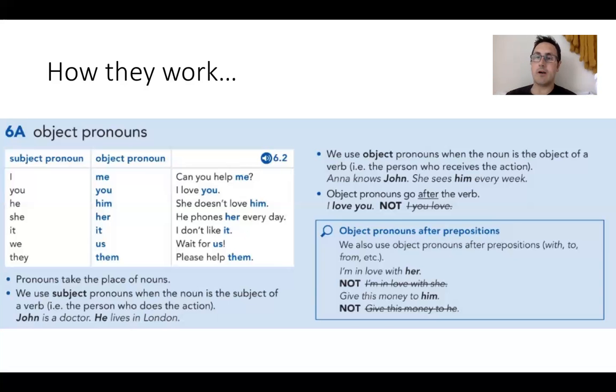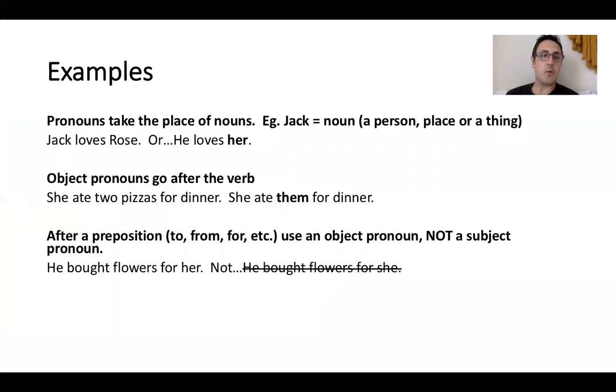Now, it's one thing just to use this as a framework, but here's a little bit more to explain. To recap and to give more info, pronouns take the place of nouns. So, for example, Jack is a noun, and a noun is a person, a place, or a thing. So, Jack loves Rose, or he loves her. Rose, in this case, is a person. She's a noun too. So, he loves her. It goes after the verb, and she receives that action, not he loves she.